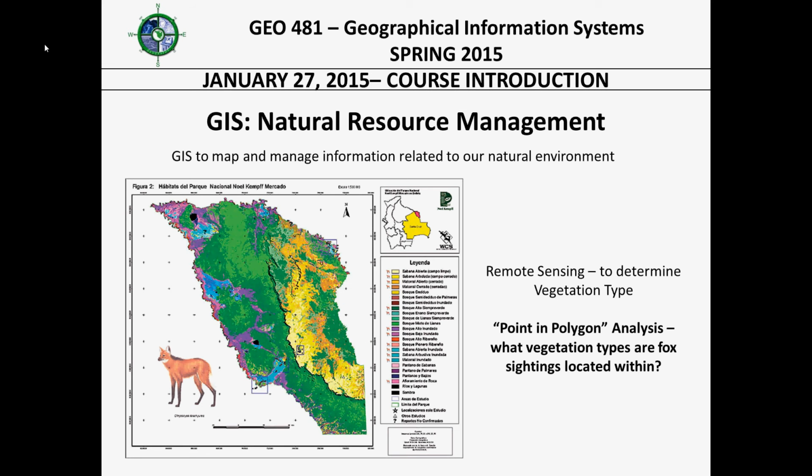We talked a little bit about raster data. After the first test, we'll talk a lot more about raster data as we get into March. This is an example of locating specific habitat. In this example, this is Bolivia. They're looking for an endangered fox. The endangered fox prefers a certain habitat. So if you want to find the fox, you find the habitat.